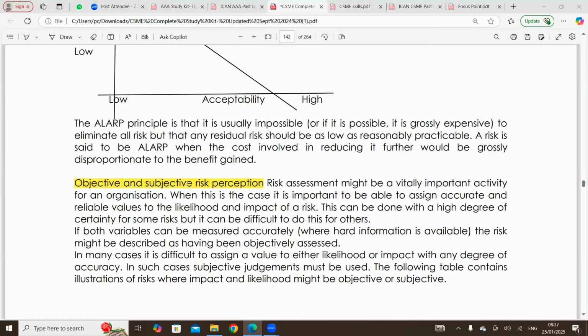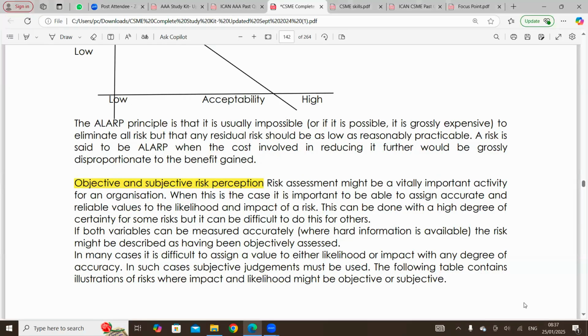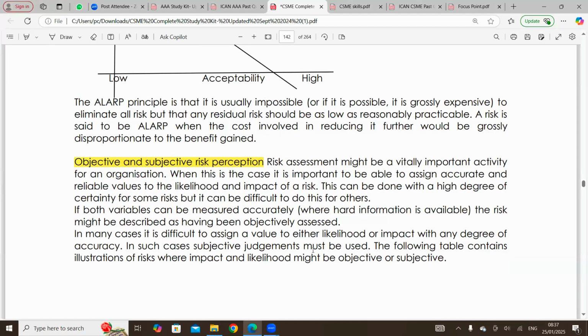Objective and subjective risk perception. Risk assessment might be a vitally important activity for an organization. When this is the case, it is important to be able to assign accurate and reliable values to the likelihood and impact of a risk. This can be done with a high degree of certainty for some risks, but it can be difficult to do for others. If both variables can be measured accurately, where hard information is available, the risk might be described as having been objectively assessed. In many cases, it is difficult to assign a value to either likelihood or impact with any degree of accuracy. In such cases, subjective judgments must be used.